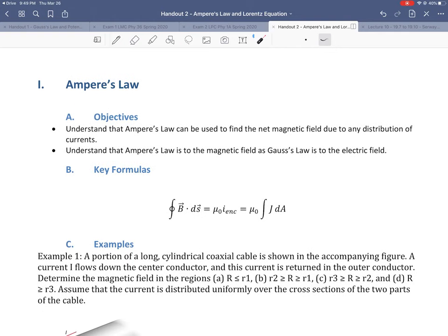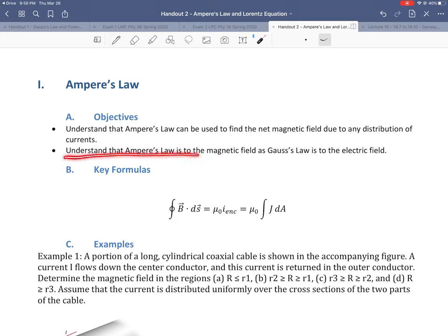So here, let's discuss Ampere's law. We have two objectives in our understanding, and that is to understand that Ampere's law can be used to find the net magnetic field due to any distribution of currents. That is to say, if we have any orientation of current inside of some coil of wire, a rectangle of wire, or just a long straight wire, then the magnetic field around that can be found using Ampere's law. Now, in practicality, there are some limiting cases where we're going to use it.